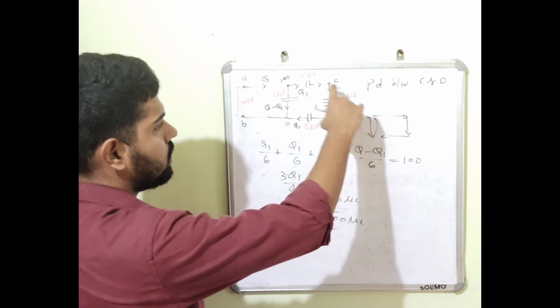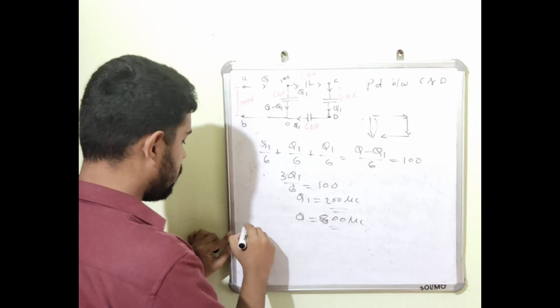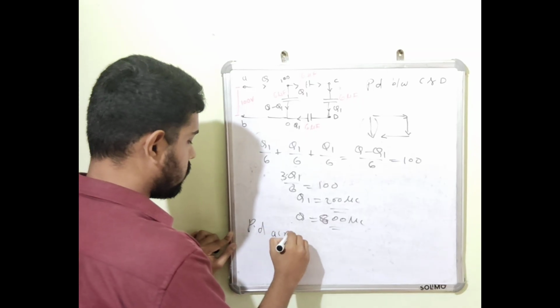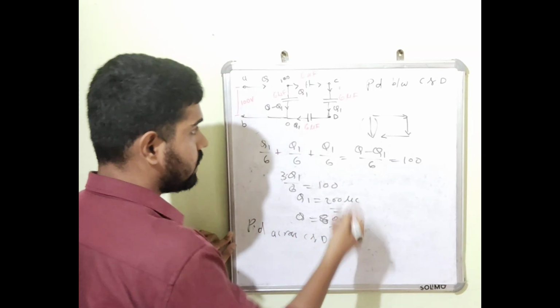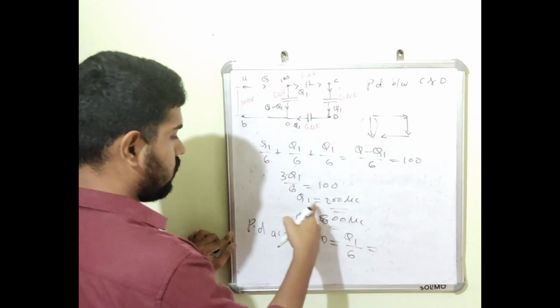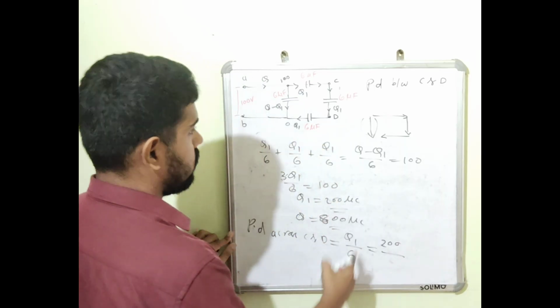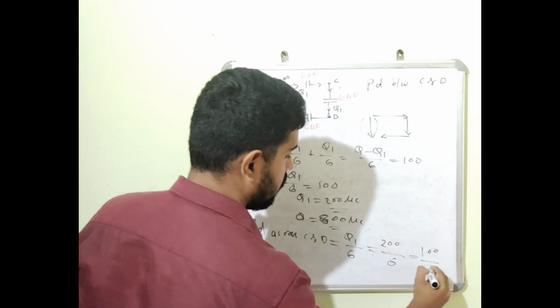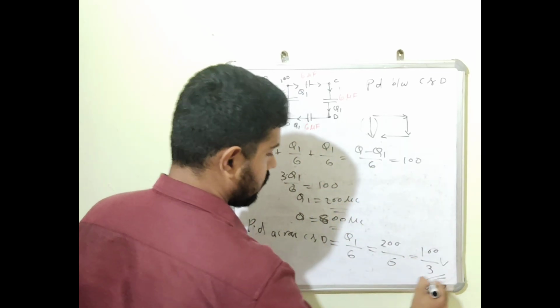Now we have to find the potential difference between C and D, which is again potential difference across C and D equal to, again, charge by capacitance. So charge is q1, capacitance is 6. So q1 200 and capacitance is 6, or 100 by 3. So this is the potential difference across C and D.